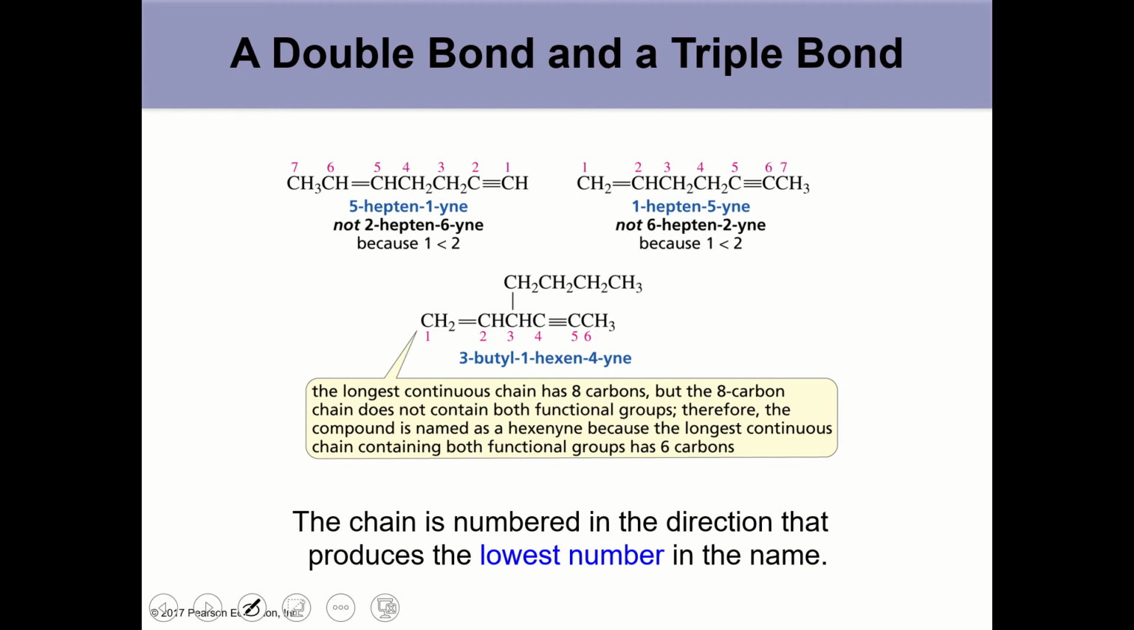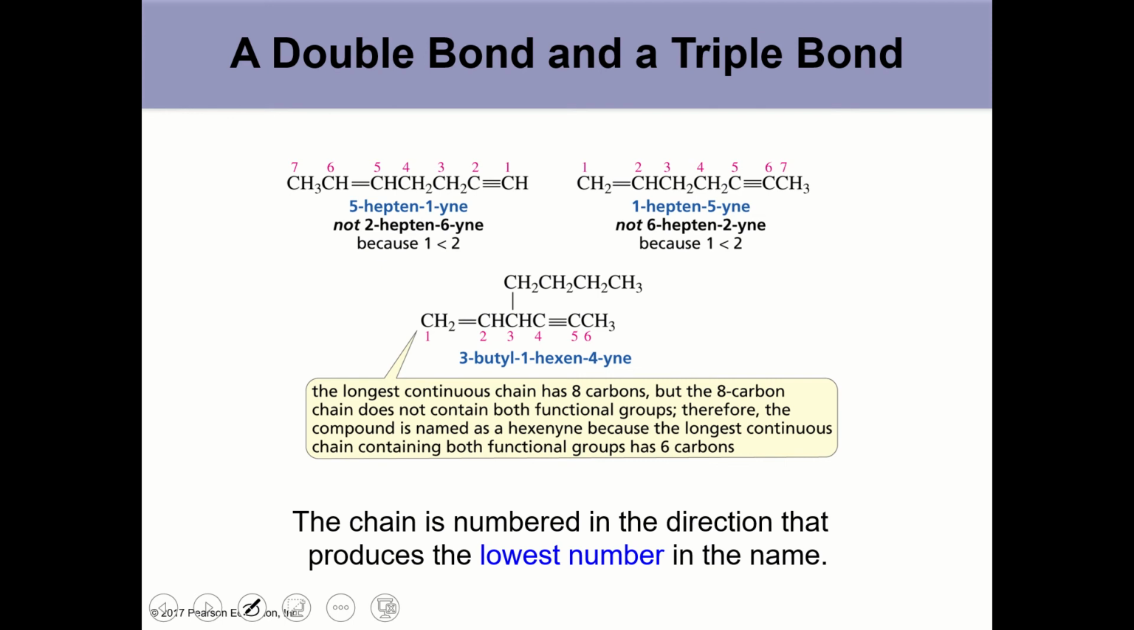What if we have both a double bond and a triple bond in our molecule? If we have both, we will have both -ene and -yne in our suffix. The way that we're going to do that is we're going to number the chain so that the triple bond has the lowest possible number. Either the triple bond or the double bond could have the lowest possible number, as long as the overall numbering for both functional groups is the lowest possible. So the chain is numbered in the direction that produces the lowest number in the name, whether that means you start with the carbon closest to the triple bond or the carbon closest to the double bond.